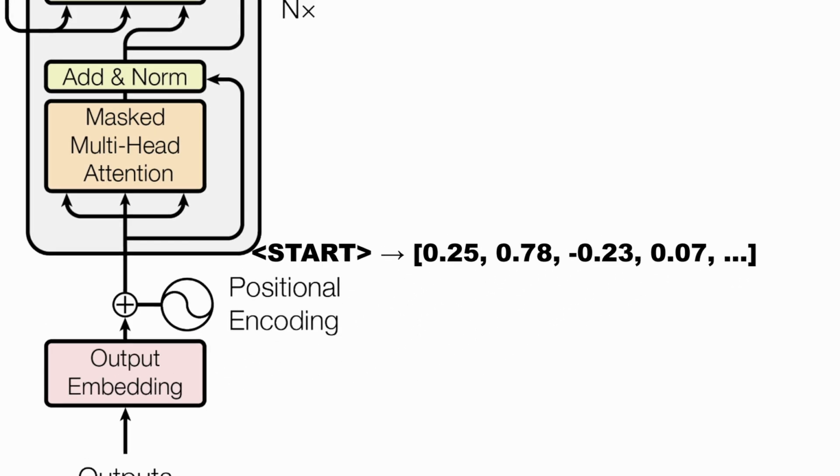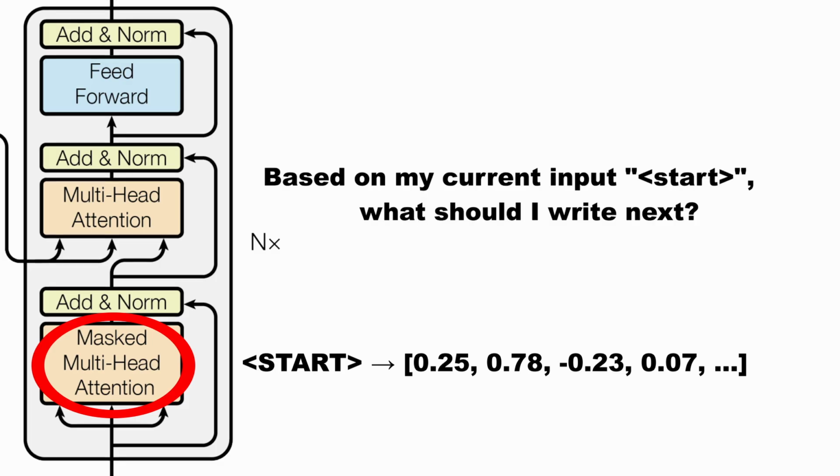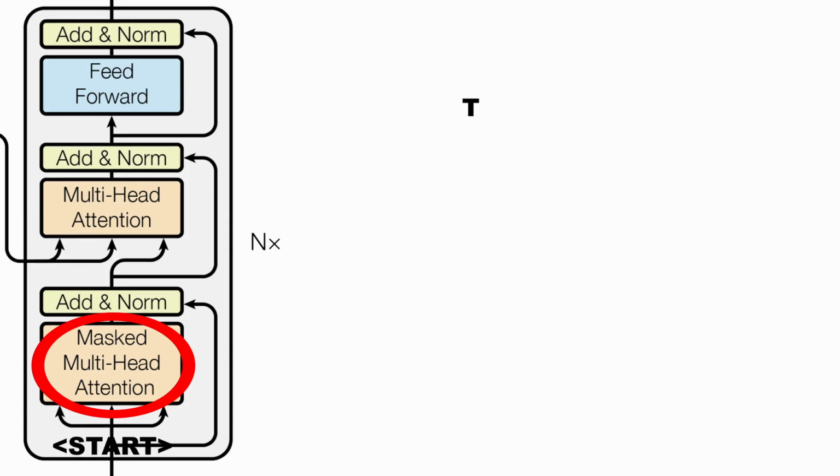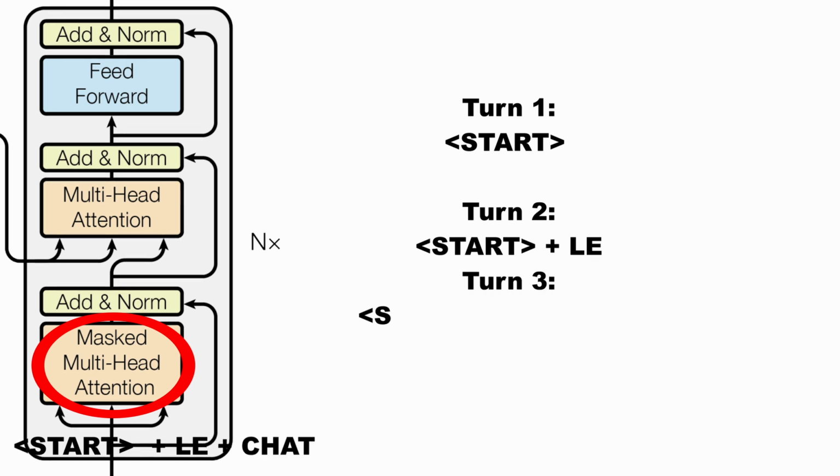Now, this vector enters the decoder's first sublayer, masked multi-head attention. The decoder now asks, based on what I've written so far, what should I write next? Masked means it can only look at previously generated words, not future ones. For example, in turn 1, the start token only attends to itself. In turn 2, the start token plus "le" can attend to the start token and "le". In turn 3, start token plus "le" plus "chat" can attend to all previous tokens.